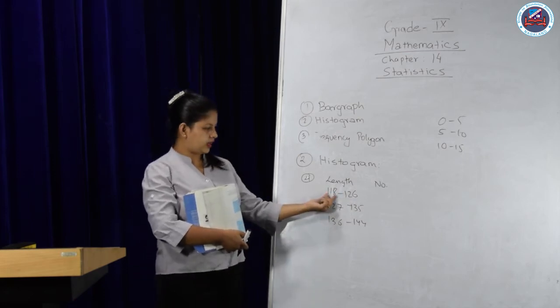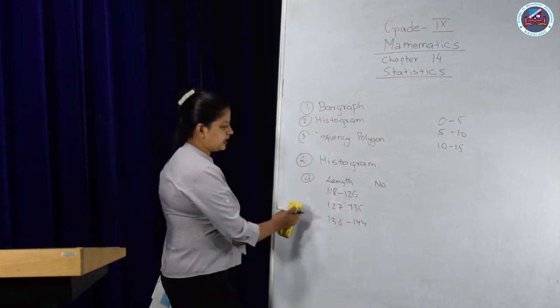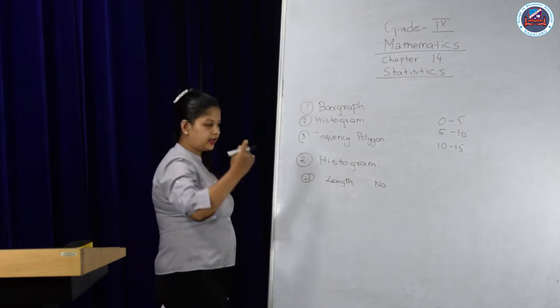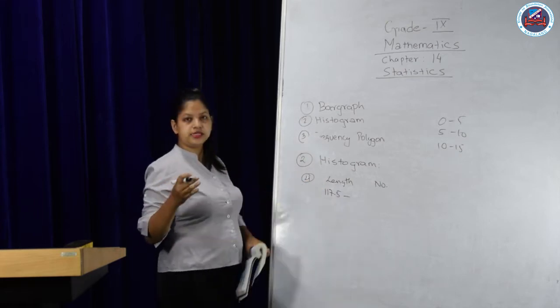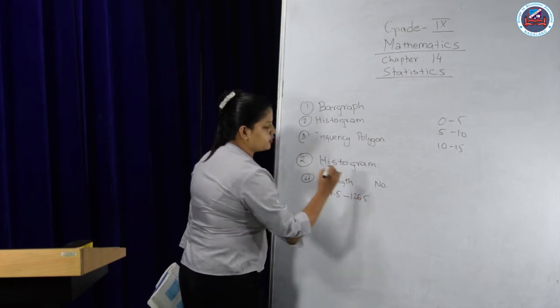Meaning, in 118, subtract 0.5. How much will it be? That is 117.5. One number ahead, 0.5. And next is 126, there add 0.5. So it would be 126.5.